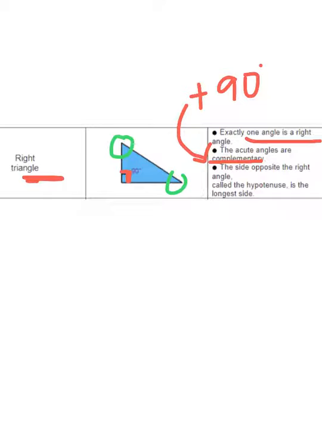The side opposite the right angle is called the hypotenuse, and it is the longest side. So this side over here across from the right angle is called the hypotenuse, and the hypotenuse is the longest side. And you'll use that when you use the Pythagorean theorem: a squared plus b squared equals c squared. C is always the hypotenuse. It's always the longest side across from the right angle. So that's an important thing that you'll use when we get to the Pythagorean theorem.